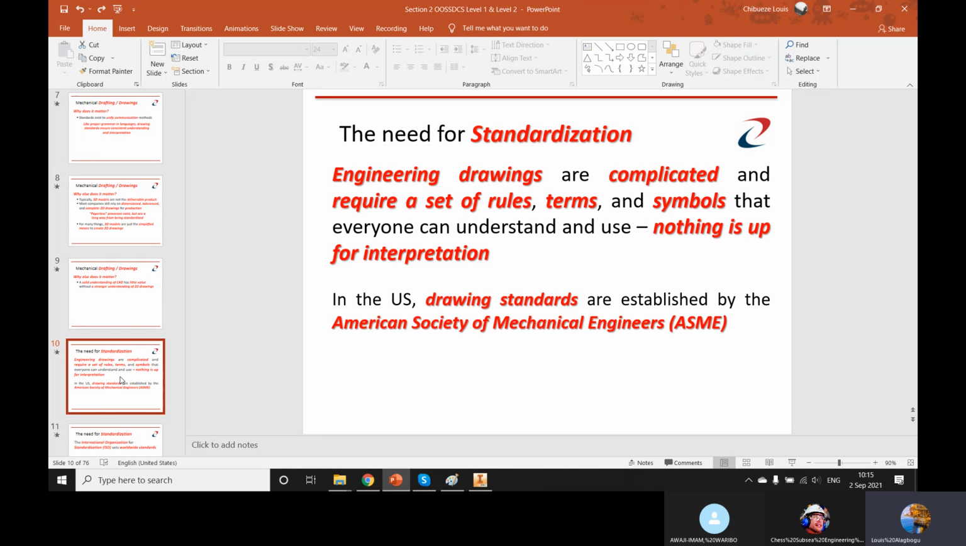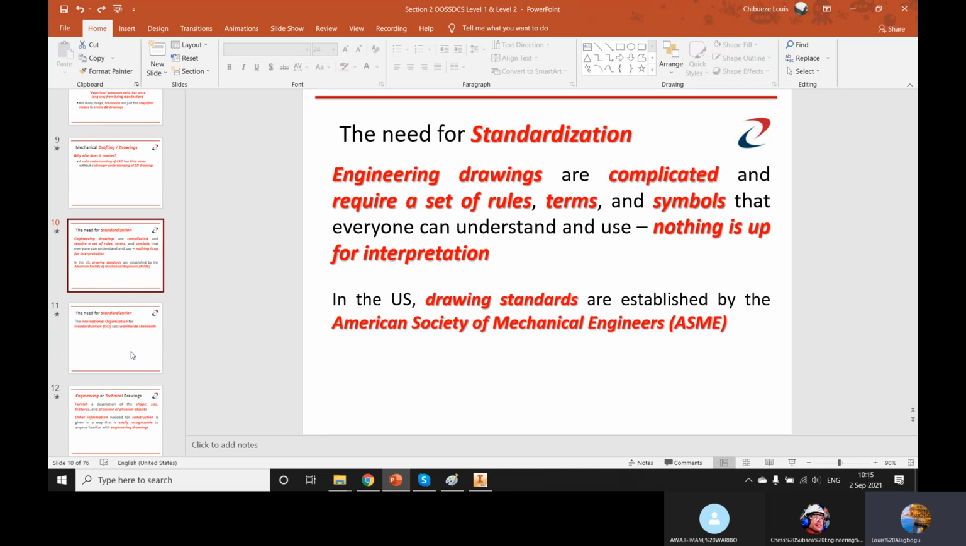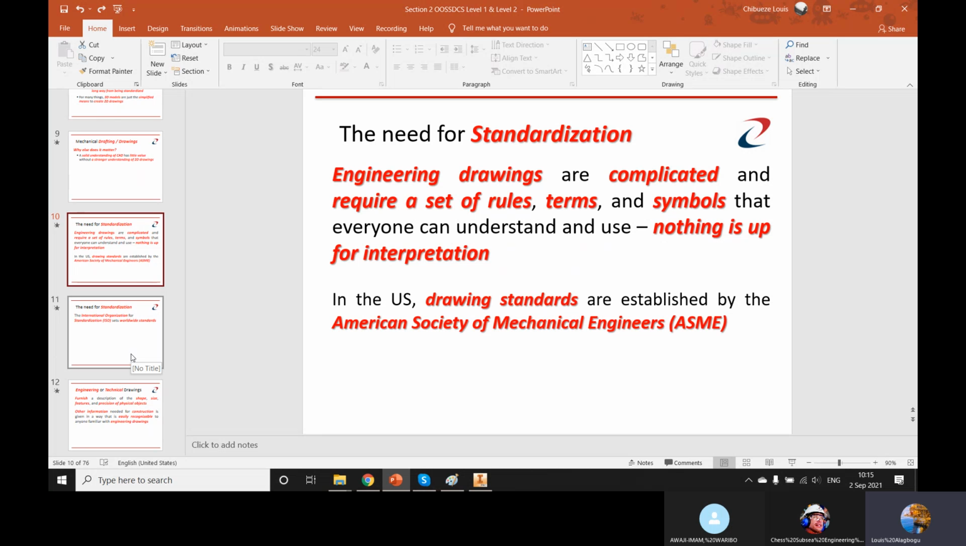Engineering drawings are complicated and require a set of rules, terms, and symbols that everyone can understand and use. Nothing is up for interpretation. That's why there are bodies like the American Society of Mechanical Engineers, and there's also ISO and some other bodies that bring up these rules that we use for the drawings. Different countries have their own bodies. So once you follow their set out rules, you'll be able to understand and interpret any of these drawings.